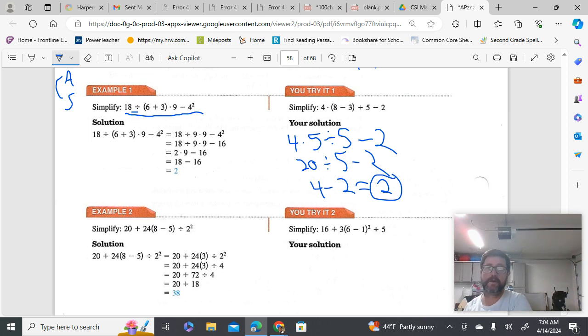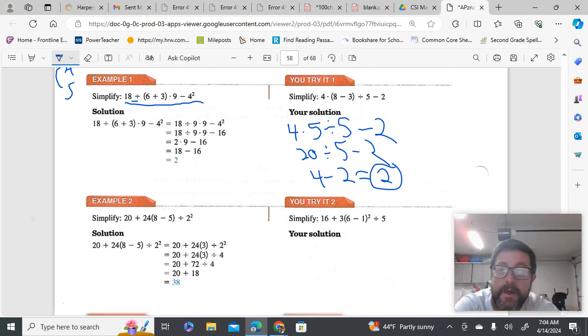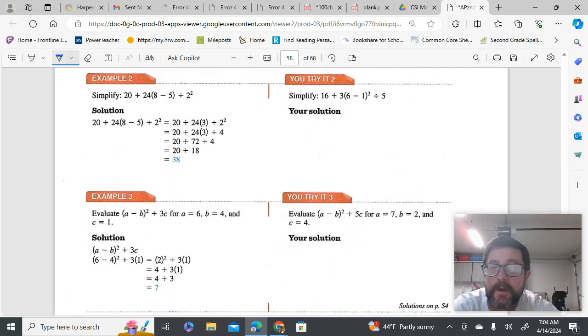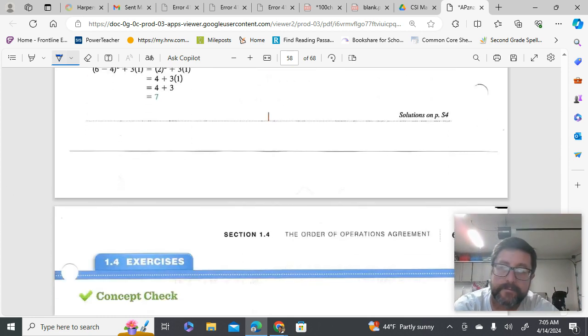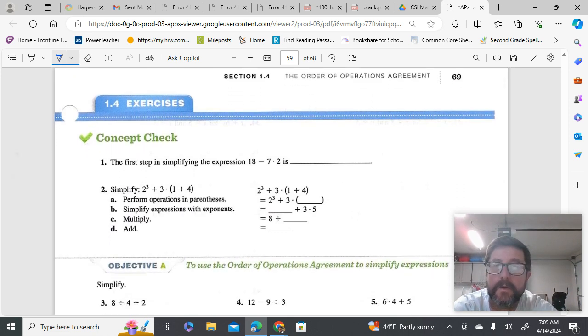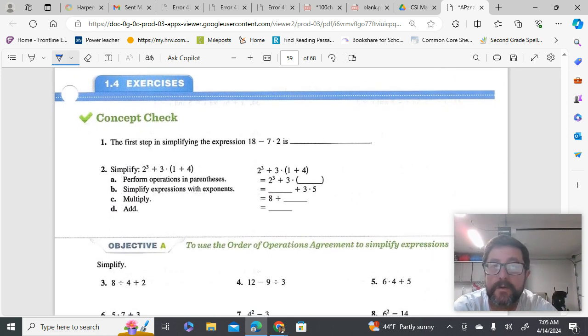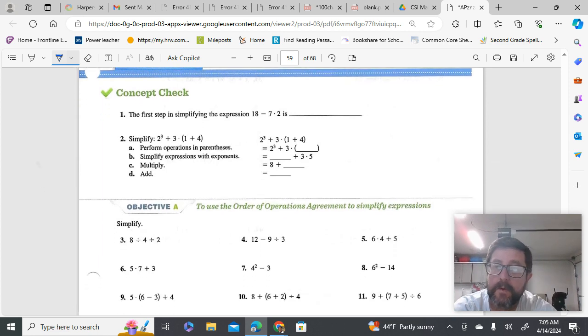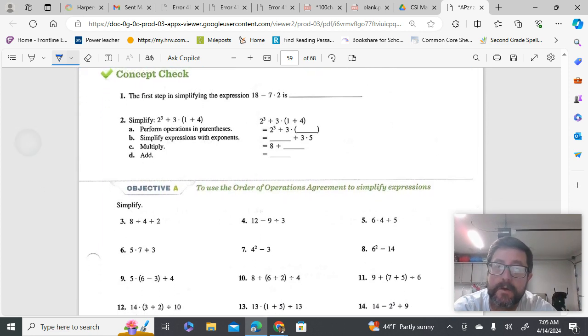We should have gotten the correct answer. Okay, so I'm going to move up, and I'm going to let you guys hit the pause button and go through this. Oh, look at that. We're already down onto the chapter exercises. This wasn't a long chapter at all. So I want you guys to pause it and do all of these.